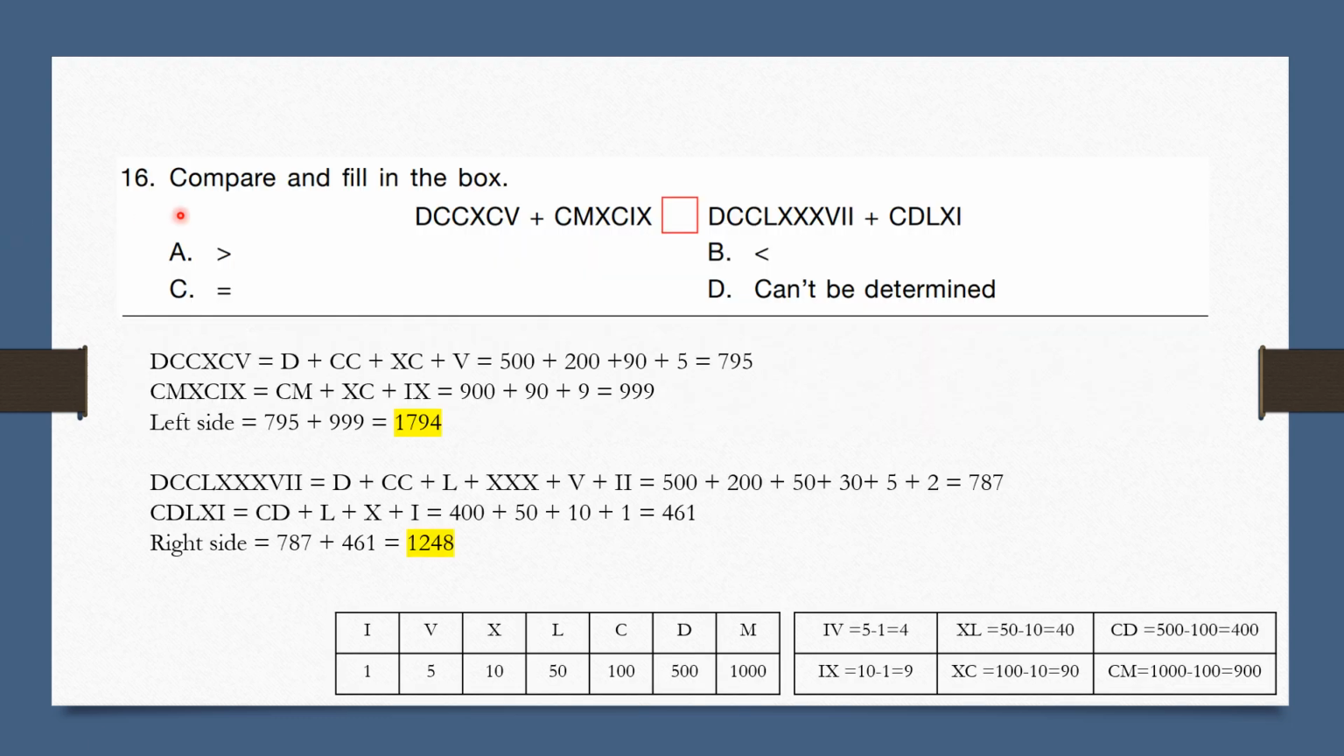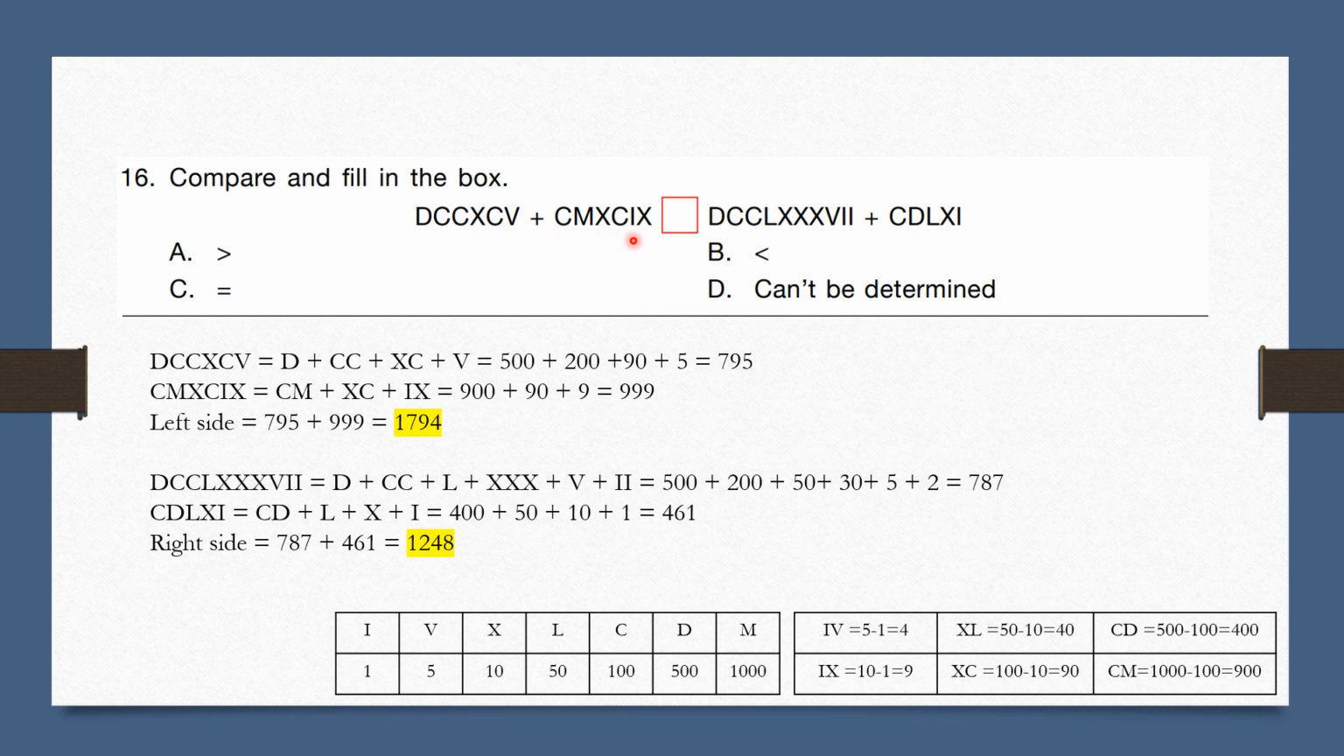Question number 16. Compare and fill in the box. So these are Roman numerals. We have to calculate their values and then compare. Let's see the left hand side. So first is DCC XC V. D is 500, C is 100. So CC will be 2 times 100, 200. XC, C is 100 and X is 10. So 100 minus 10, 90. And V is 5. So the total value is 795.